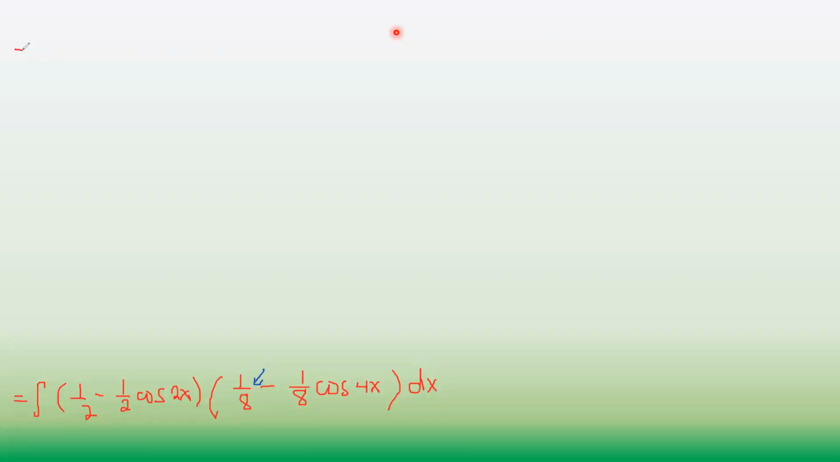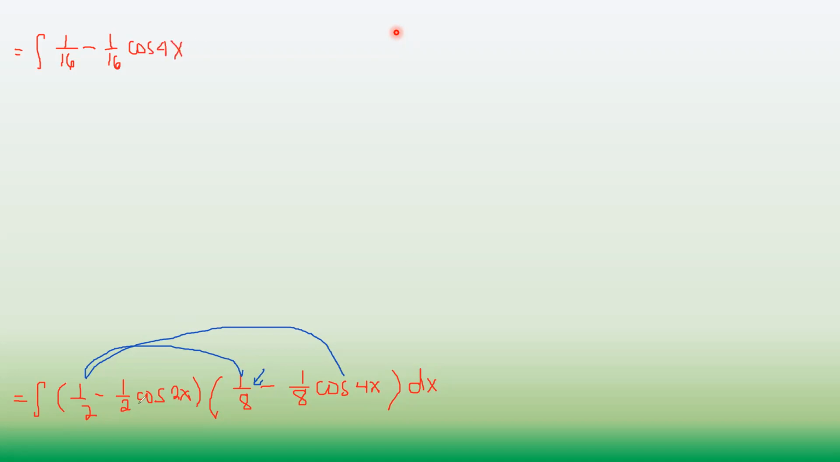Okay, so equals integral. Tayo muna sa unang part. Ito, 1/2 and 1/8. We will have 1/16. So, 1/16, 2 times 8. Next. Ito naman, 1/2 times negative 1/8 cosine 4x. So, 1/2 times negative o positive, negative. So, minus tayo doon. 1 times 1 over 2 times 8. So, we have 1/16 cosine 4x.